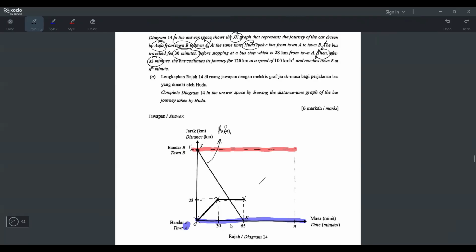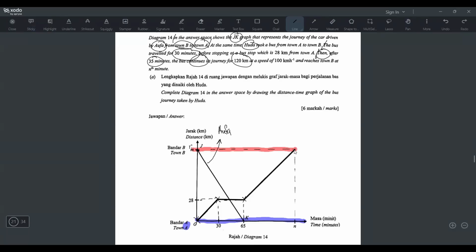Then after stopping for 35 minutes, the bus continues its journey for 120 kilometers at a speed of 100 and reaches town B at the nth minute. So after stopping for 35 minutes, which is here, because 30 plus 35 is 65, he continued the journey until he reached the destination, town B. So I just draw a line here, and they even mention here, reaches town B at the nth minute. And the n minute is here, right?